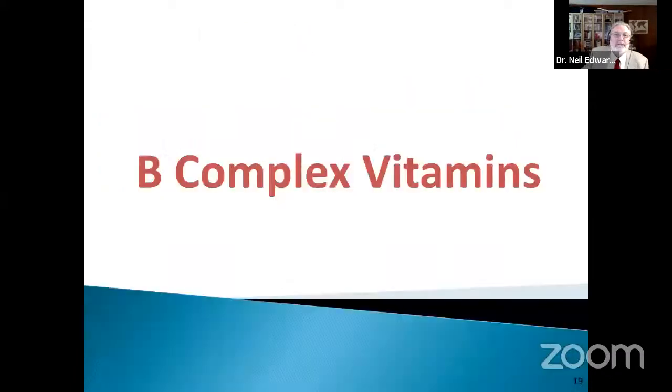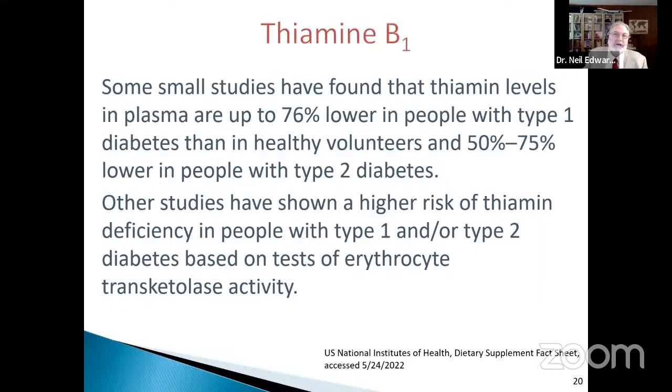Now, when we're looking at the B complex vitamins, there's two we're going to talk about today. The thiamine or vitamin B1 is the first one. Thiamine levels can be about 76% lower in type 1 diabetics than healthy volunteers, and between 50 and 75% lower with type 2 diabetics. There's a higher risk of thiamine deficiency in people with diabetes based on these tests. That's from the US National Institutes of Health.